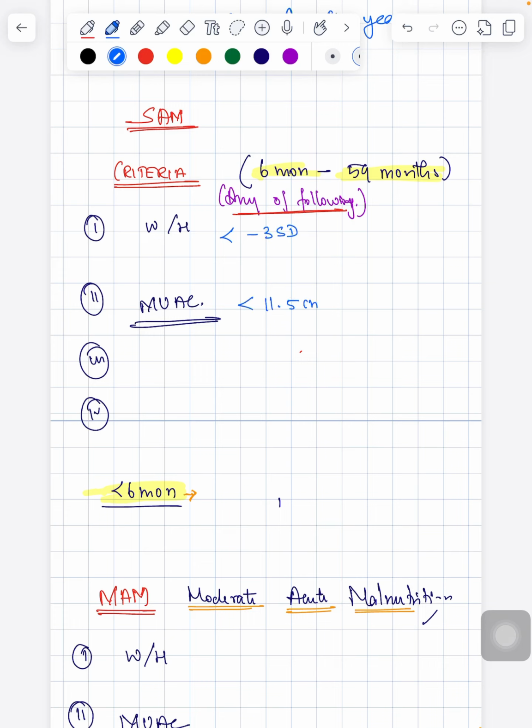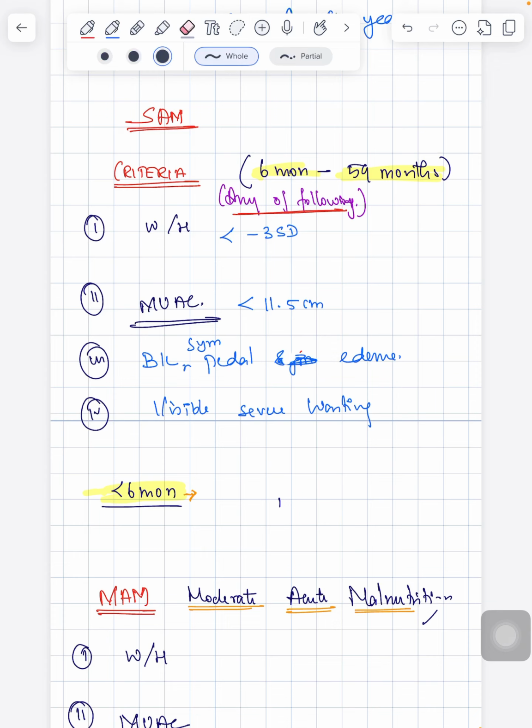Next, when the child is having visible severe wasting. So if any one of the following is present, then you call the child severely acutely malnourished. Yes, if any one, that is if the weight for height is less than -3 standard deviation, or mid upper arm circumference is less than 11.5 centimeter, or if the child is having bilateral symmetrical pedal edema, or if there is visible wasting. Supposing the child is less than 6 months of age, you cannot use this.